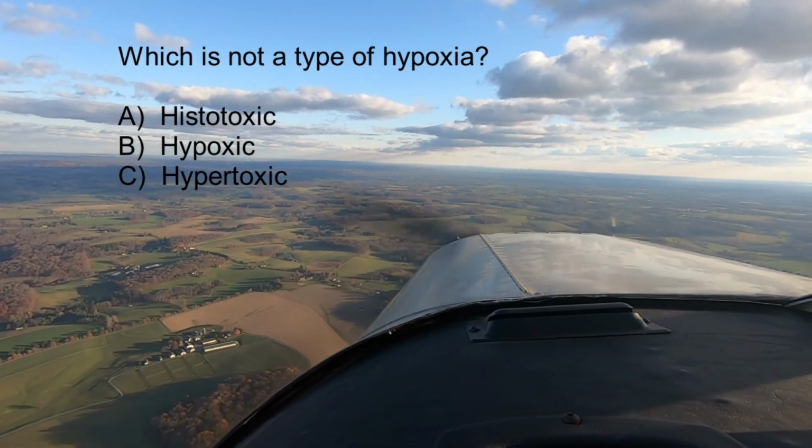Okay, so the answer is C, hypertoxic. This is not a type of hypoxia. So there are 4 types of hypoxia. We have hypoxic, hypemic, stagnant, and histotoxic. So those are the 4 types.